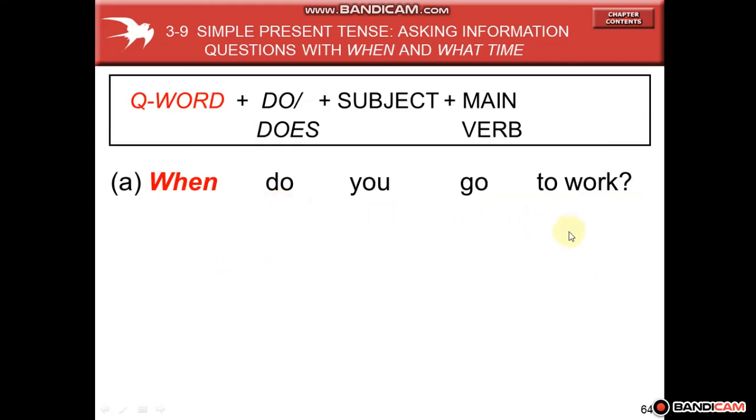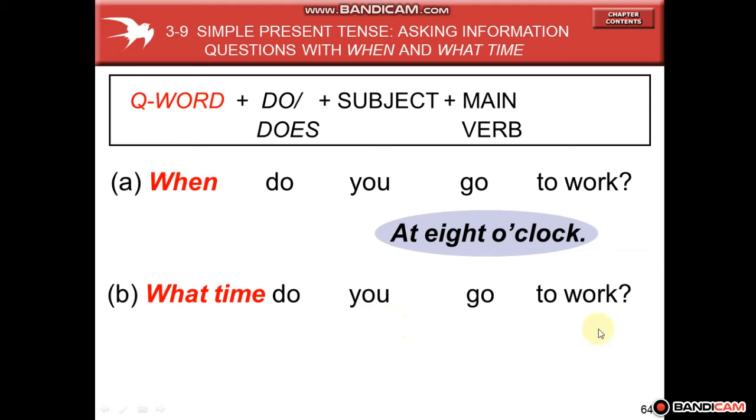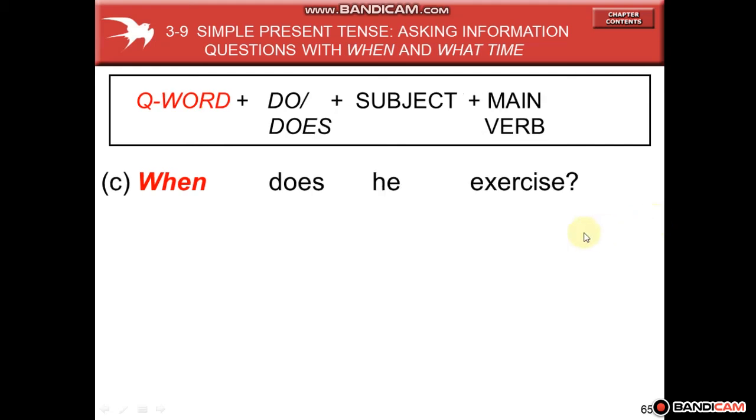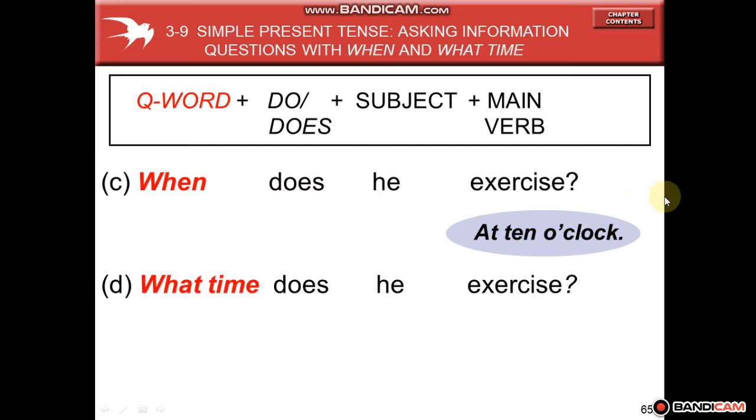When do you go to work? At 8 o'clock in the morning, whatever, short answer. What time do you go to work? At 10 p.m., at 10 a.m., 7 a.m., whatever. Okay. When does he exercise? Where does he exercise? Whatever. At 10 o'clock. What time does he exercise? Exercise is also used as a verb. Remember that. Normally, generally, it's known as a noun. Okay. At 10 o'clock. Short answers. You could say he exercises at 10 o'clock.